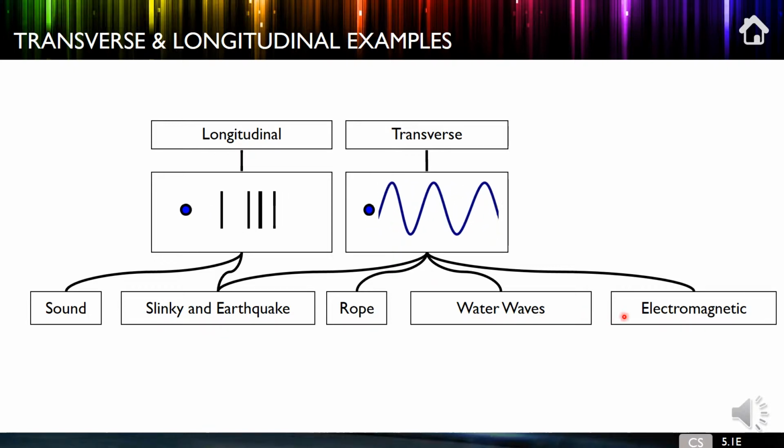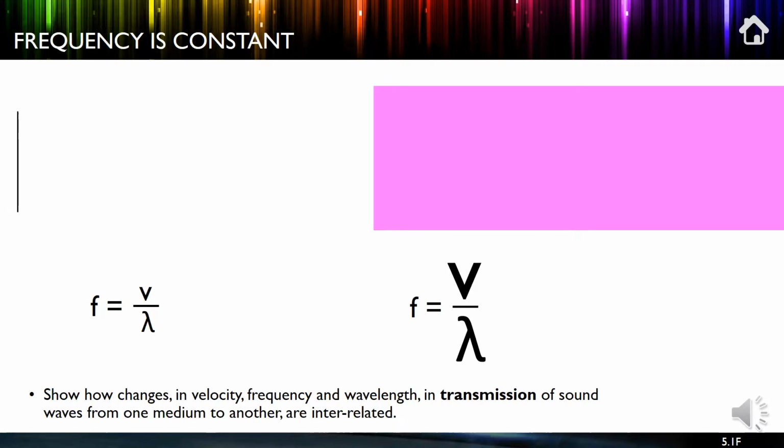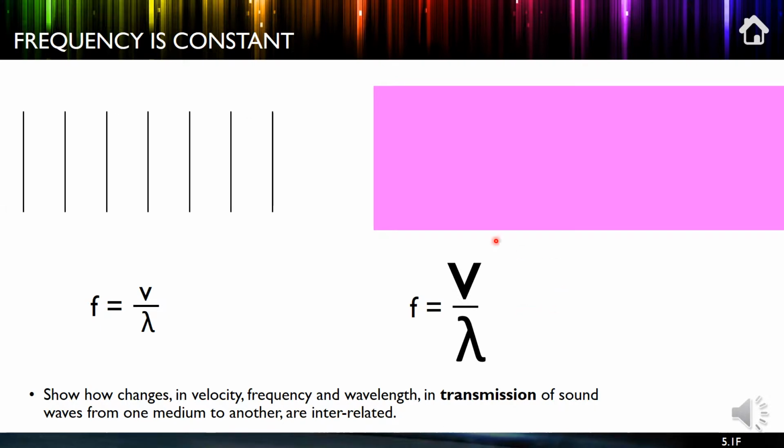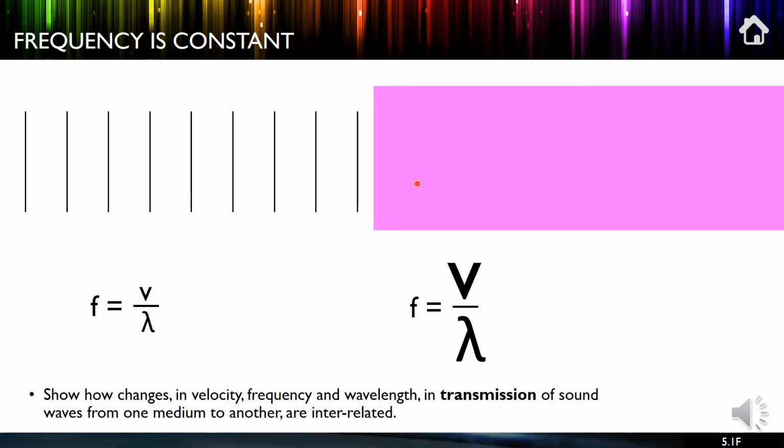Water waves, and the key one for us in the next section is electromagnetic waves. So let's slightly return to this formula. This is the transmission of sound, and sound waves actually speed up in denser materials. This is the exact opposite of what light does. You'll see that in the next video.